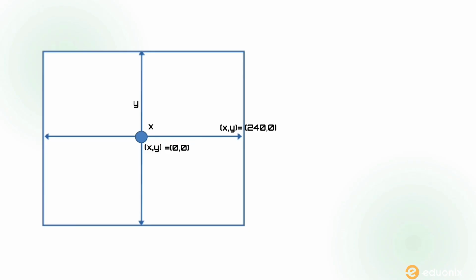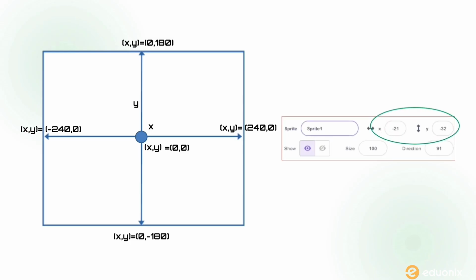The rightmost position on the horizontal center line is 240, 0, and the leftmost position is minus 240, 0. Similarly, the topmost position on the vertical center line is 0, 180, and the bottom position is 0, minus 180. The current XY coordinate of the selected sprite on the stage is shown next to the sprite info area on the editor. If you drag the sprite to a different location, you will notice that this XY coordinate value will also be updated.